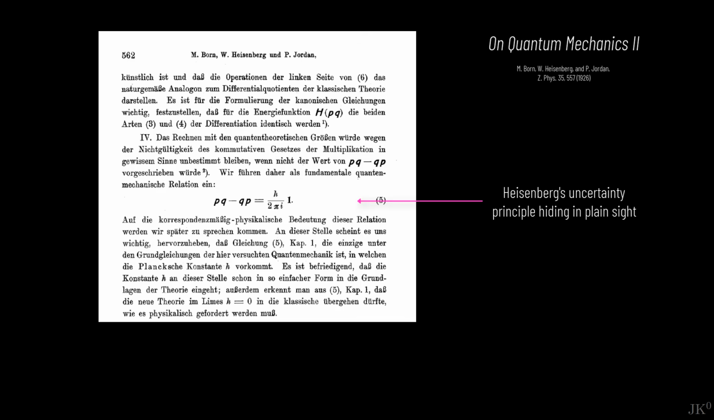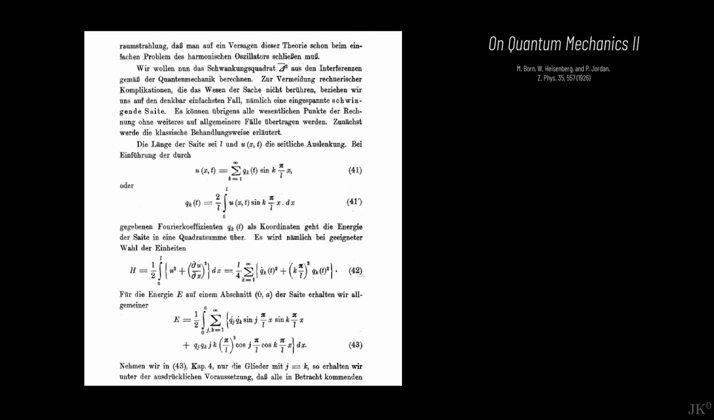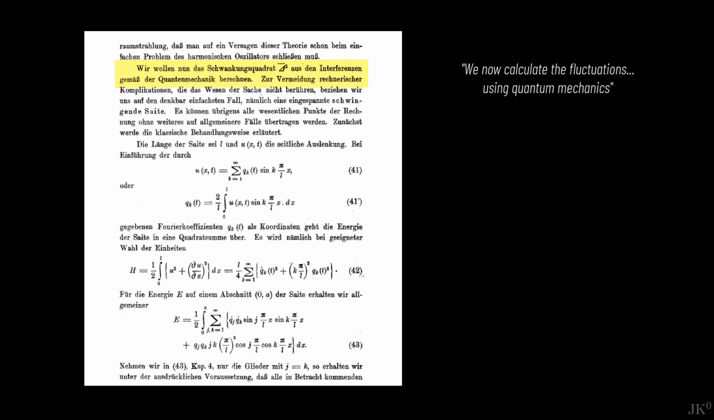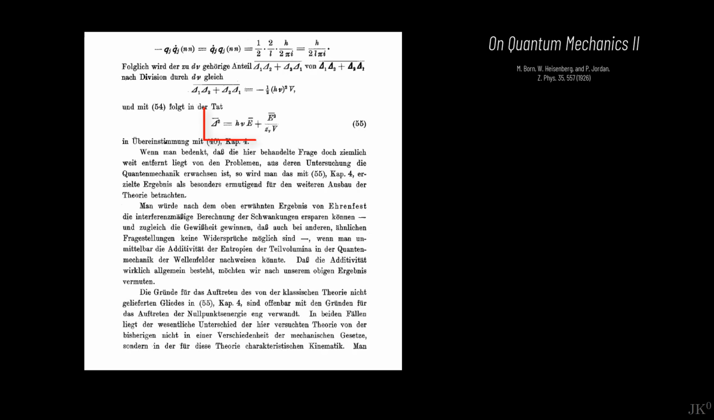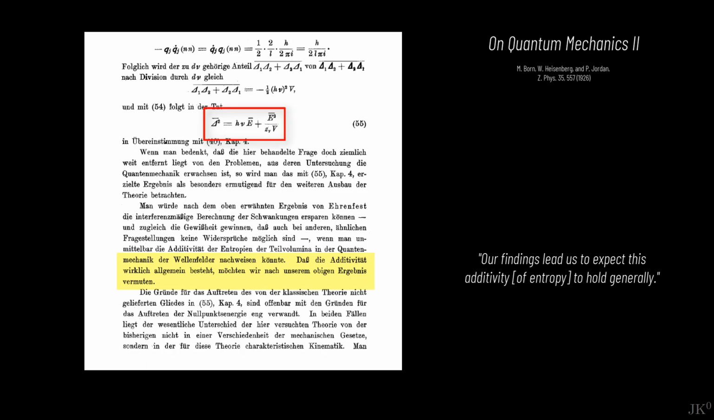Now that they had a new theory for quantum phenomena, they decided to attack the problem of light fluctuations. In fact, one of the sections, written entirely by Jordan, was dedicated to the calculation of light fluctuations, using the new theory of matrix mechanics. The calculation is long and very tedious. The result? Jordan found it to be exactly the same expression published by Einstein 17 years earlier. They concluded, at the end of the article: our findings lead us to expect this additivity of entropy to hold generally. So, is it a wave or a particle?